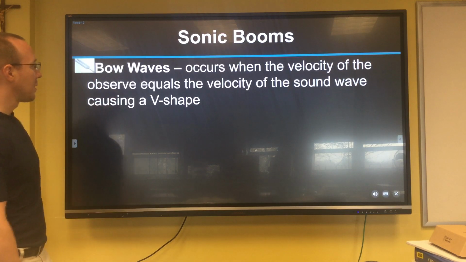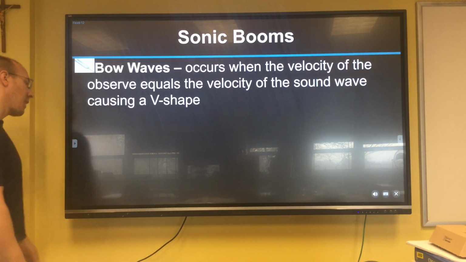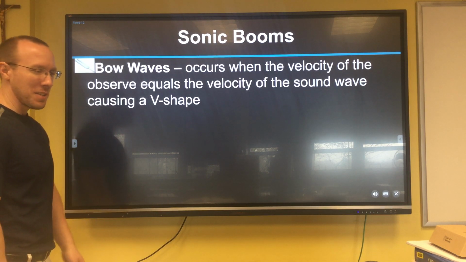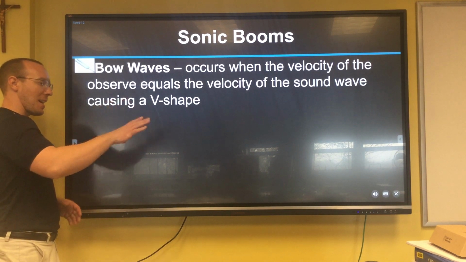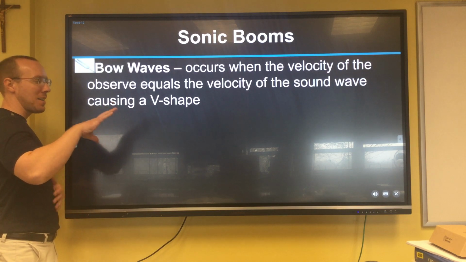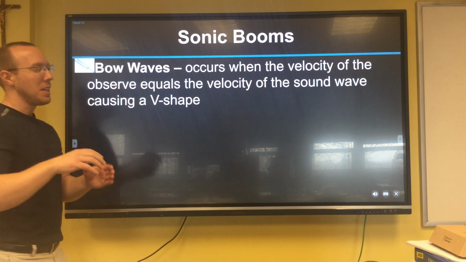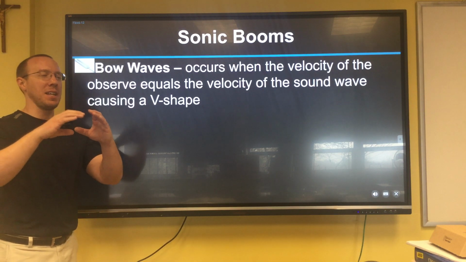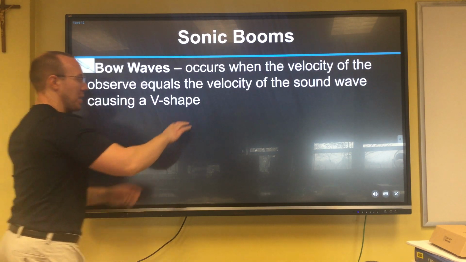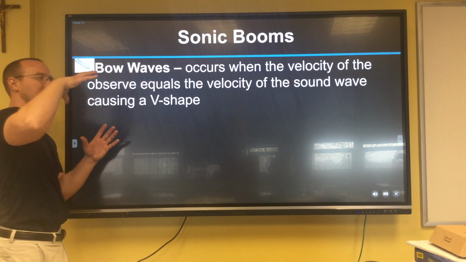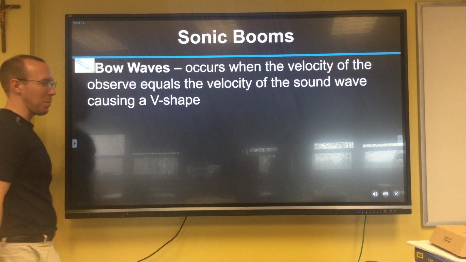Bow waves. Okay, so bow waves. I wish I could draw this. Basically, as the plane, let's say, goes faster than the speed of sound, it creates these waves behind it, and they almost form like a V. So it'd be like a small wave, bigger, bigger, bigger, bigger, because these ones are spreading out, right? So it creates this V shape.